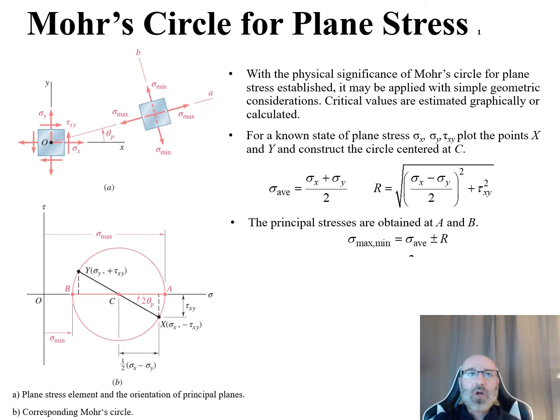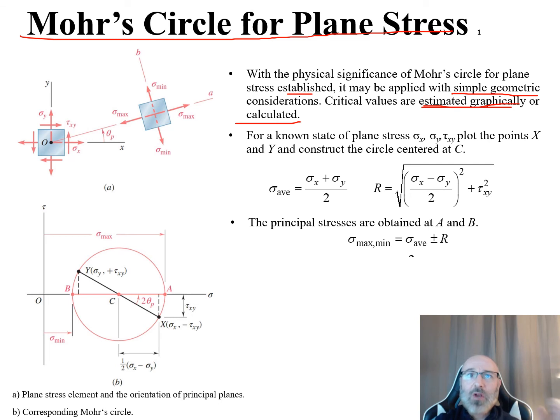So now let's take a look at Mohr's circle for plane stress right here and look at how we can actually create this from the information we're given in a plane stress element. So with this physical significance of Mohr's circle for plane stress established, it may be applied with some simple geometric considerations. So critical values are estimated graphically or calculated. So that's something to think about right there. If we obtain these graphically, this will be an estimated value and not necessarily an exact value there.